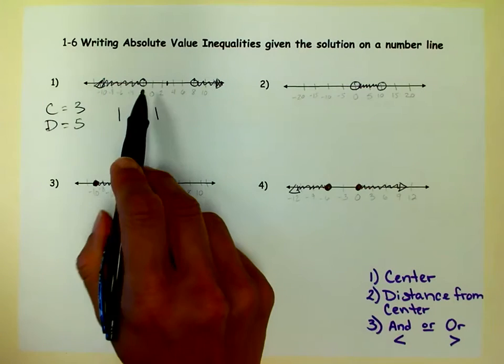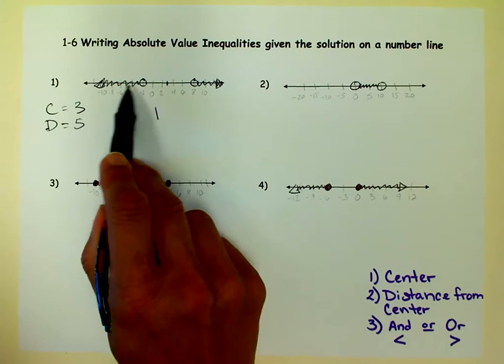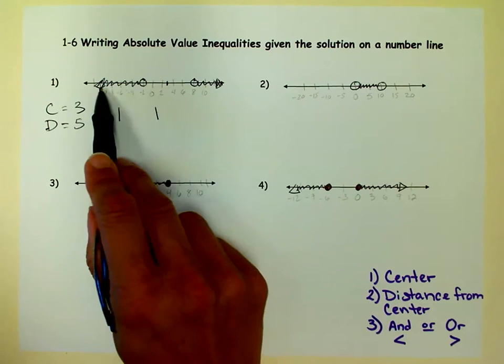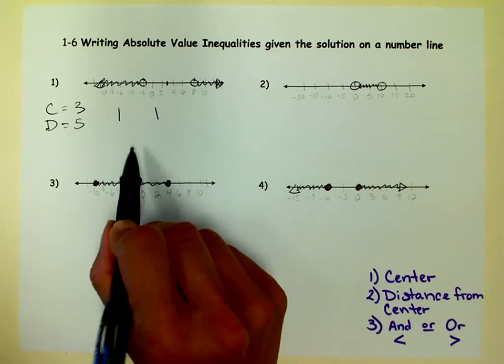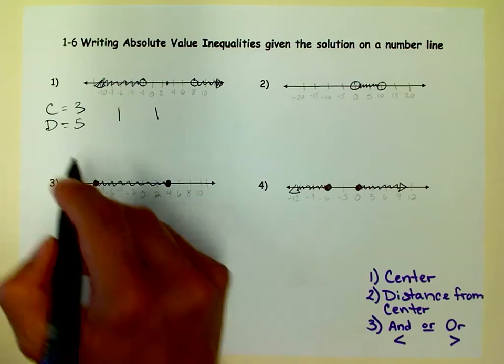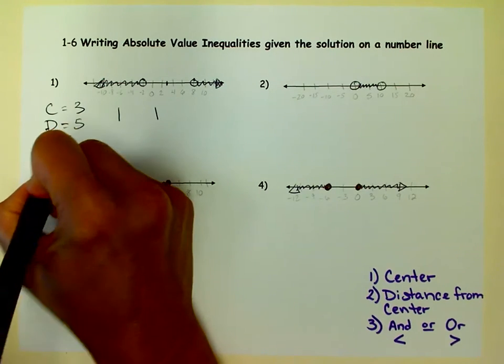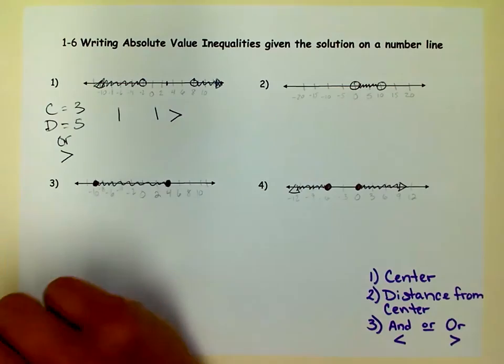When I determine this, it's just by the graph. I know that absolute values that are ors are greater thans. So this is an or because it's two circles and it's going the opposite direction. It's the union of them. So it's an or, which means it's greater than. So I know I have a greater than.